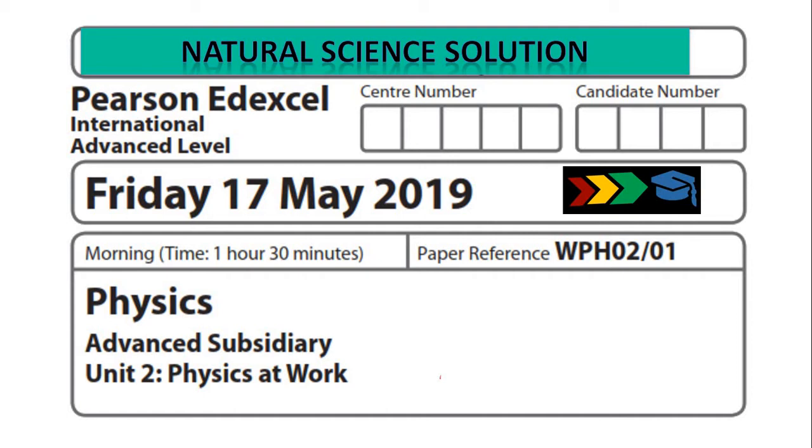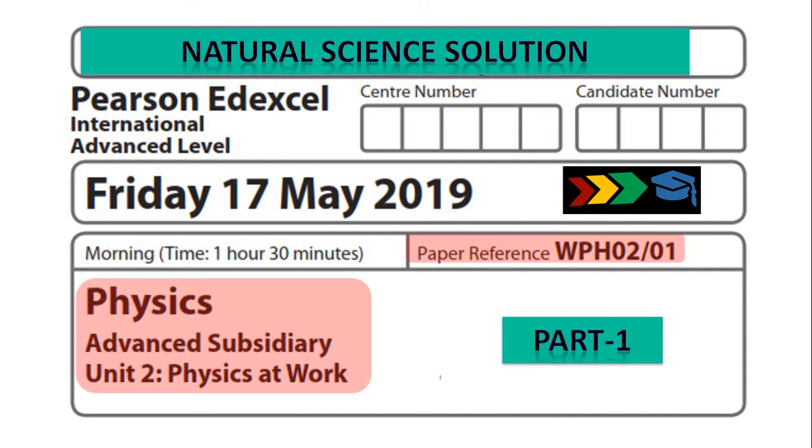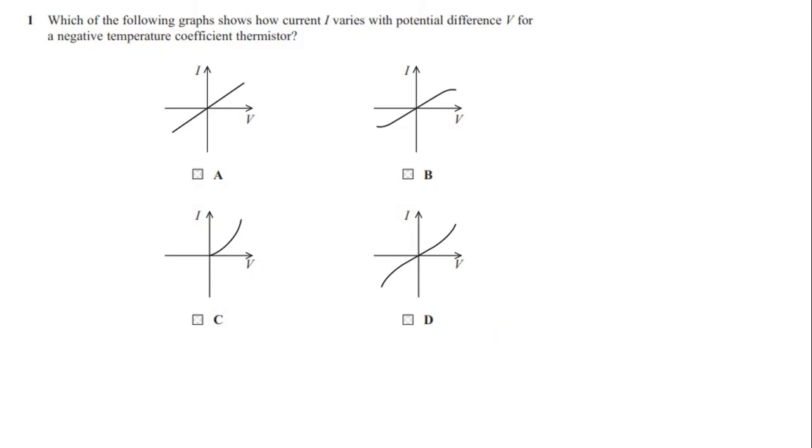This is Edexcel IAL June 2019, unit 2. So let's start. Question number 1: which of the following graphs shows how current I varies with potential difference V for a negative temperature coefficient thermistor? So it's all about the thermistor, and we are given 4 options, A, B, C, and D, and all are I-V graphs.